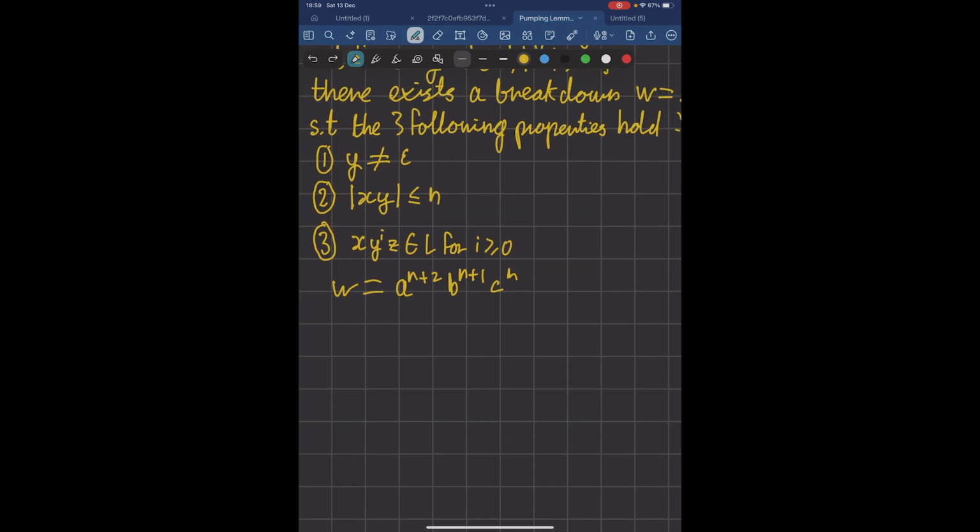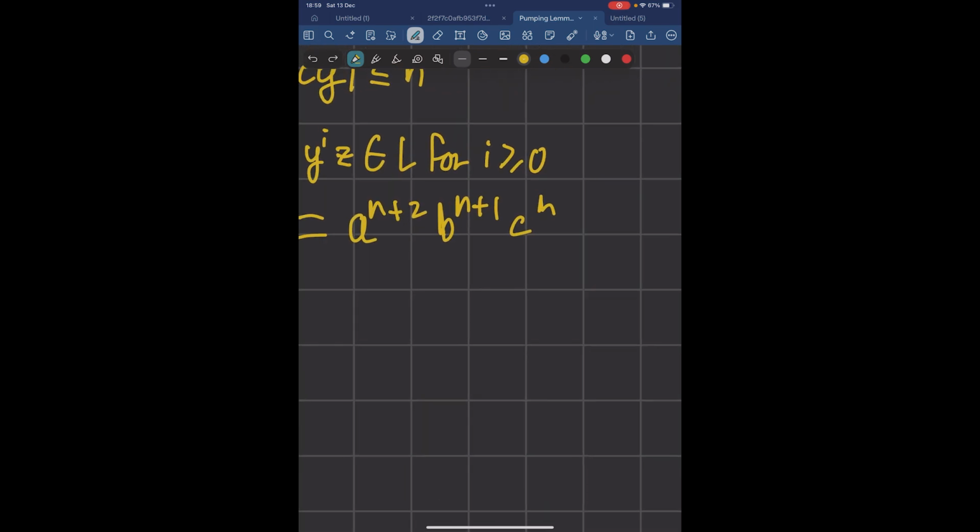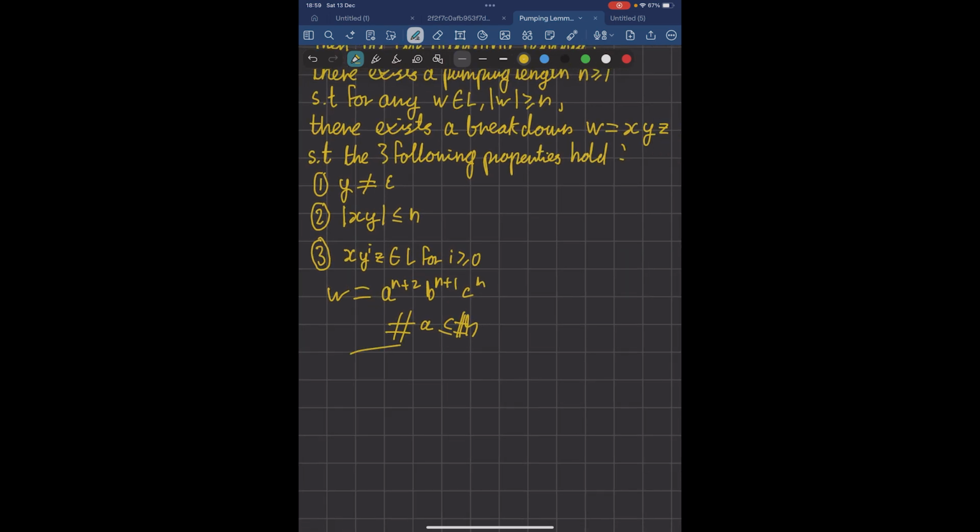So in your head, you can think that if we were to apply these properties, x, y would only contain A's, y would have at least one A, and by pumping downwards, we would be removing an A from the string, at least one A. And so we'd have that the number of A's would be less than or equal to the number of B's, which is what we wanted to take the string out of the language.